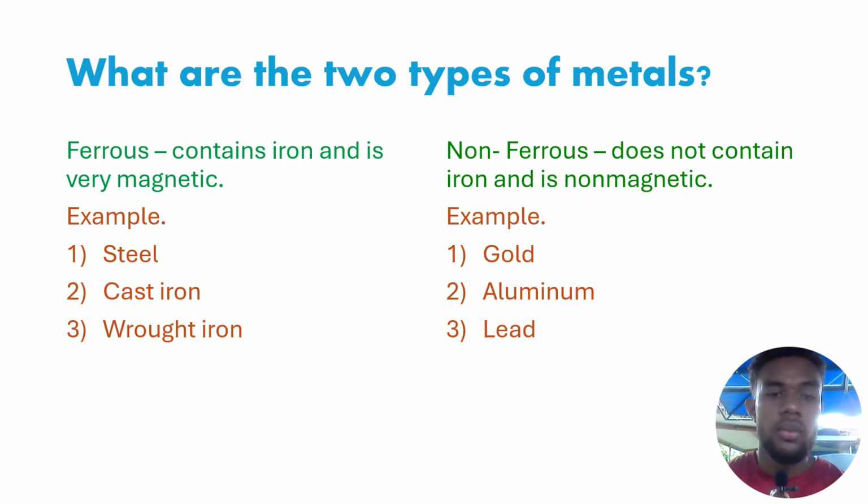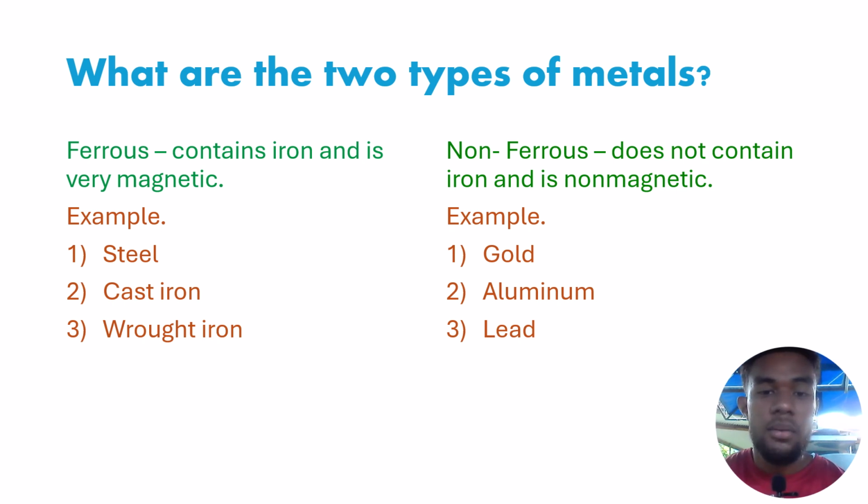An example of a steel material is doorknobs in our houses. An example of a cast iron material is a frying pan, and an example of a wrought iron material is fences or gates.